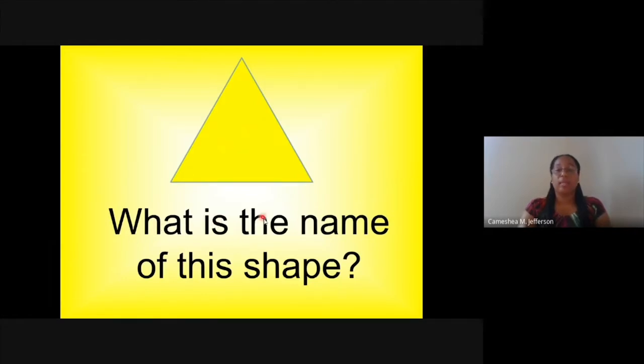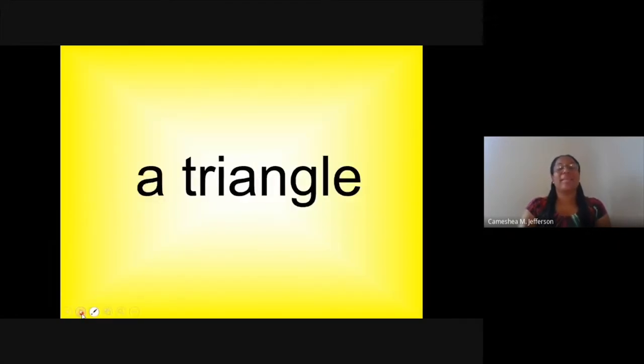What is the name of this shape? Don't forget, look at the sides to kind of help you remember. How many sides did we say this shape had? Yes, it's a triangle. And we said that a triangle has 3 sides.